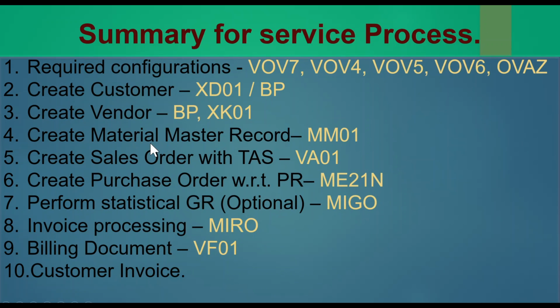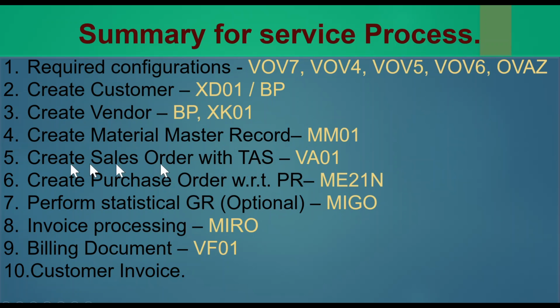First we need to check configuration. If you are using standard, then there is no need to check this configuration, but it's good to check if something is missing before starting with this procedure. So these are all the T codes that you need to check. Then you have to create one customer. If you are using ECC, then XD01. If it's S4 HANA, then BP. Then for the vendor also similar. If it's HANA, BP, if not, then XK01. Then you have to maintain the material master with sales views and purchasing views.